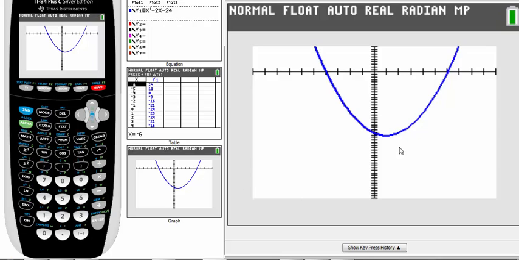Okay, this looks a little bit better. We can see the vertex here, and I can also see some of what's going on up here. So that's how we graph an equation, any equation. In this case, it's a quadratic equation.